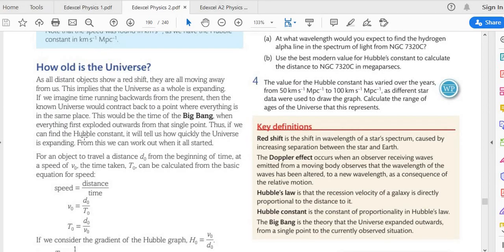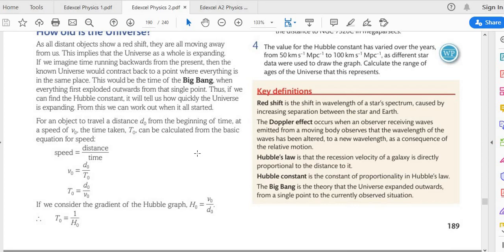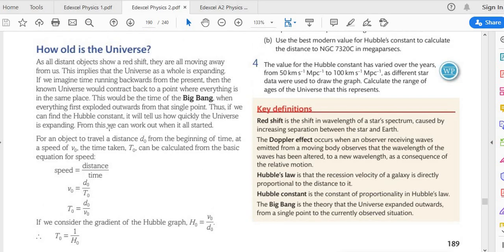Thus, if we can find the Hubble constant, it will tell us how quickly the universe is expanding. From this we can work out when it all started. So let's do that now. The age of the universe can be figured out using this.